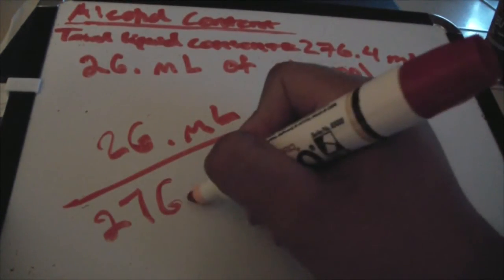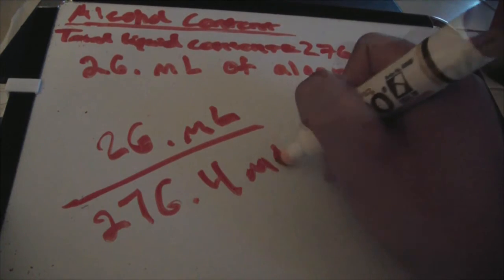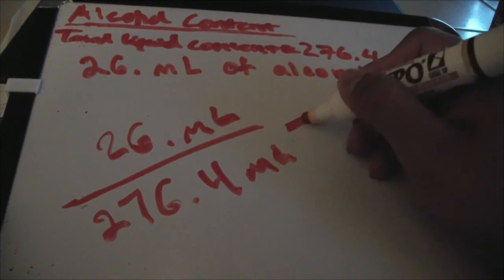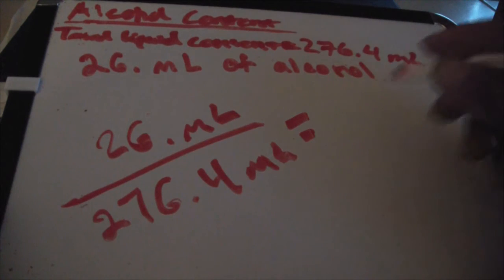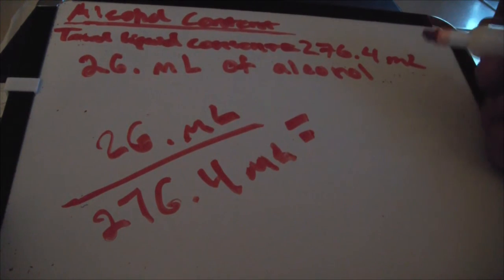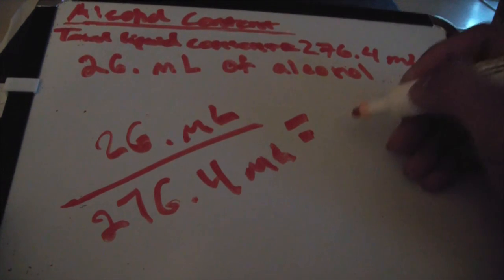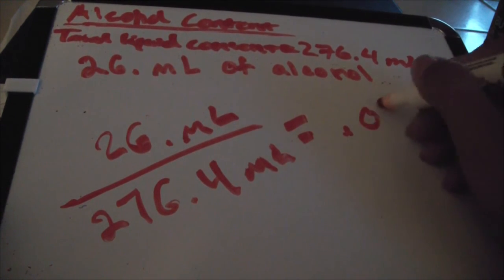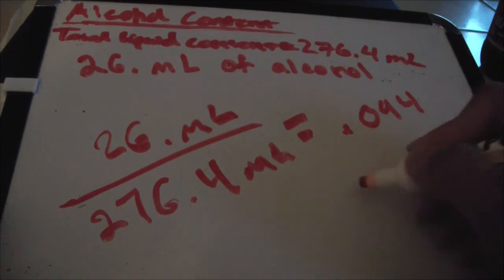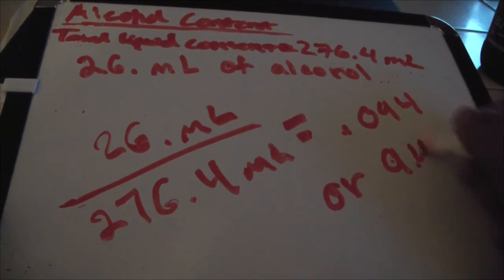Now we will take the amount of alcohol, which is 26 milliliters, and divide it by the total liquid content, which is 276.4 milliliters. And that is gonna give us the total alcohol content percentage of the drink. And the rules for dividing significant figures is the same as the multiplying rules, so you will end up with 2 significant figures, and that gives us 0.094 or 9.4% alcohol.